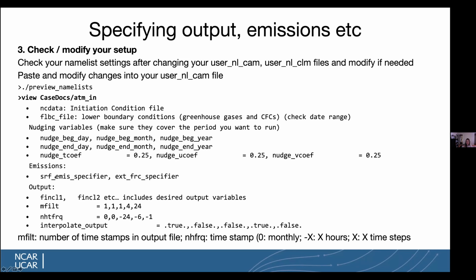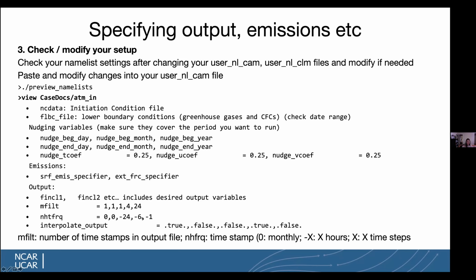You also can check your emissions. We do have surface emissions, which is called srf_emis_specifier, and also vertical emissions, which are called ext_frc_specifier. And finally, the model output can be changed. So we're defining our model output in so-called fincl variables. And you can see your fincl variable in the model run, and you see a list of variables that will be output. And you can define, obviously, what output string you want to put what variable.